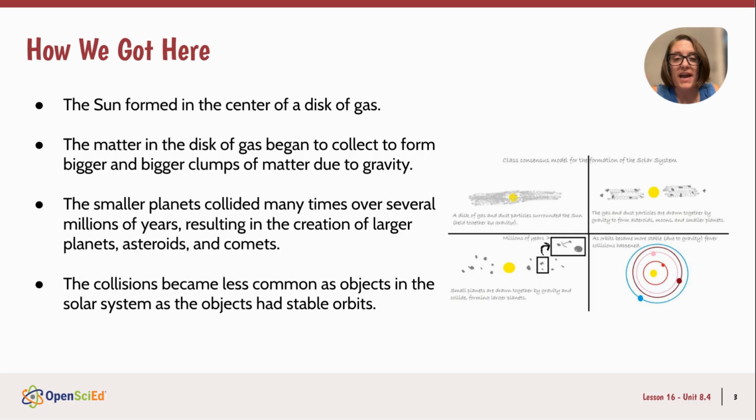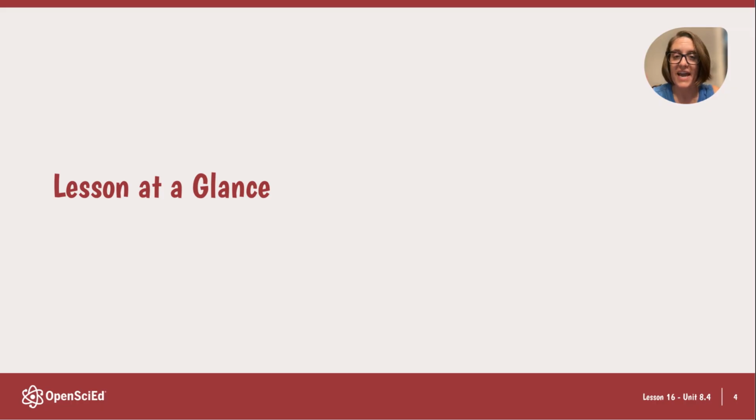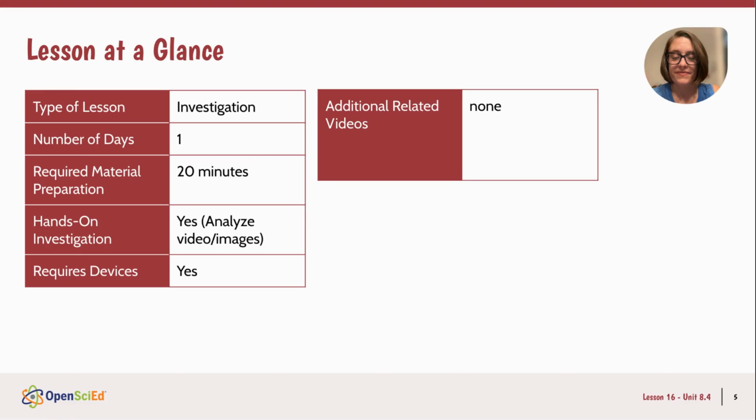Previously, we figured out how our solar system formed, that it went from this disk of gas with the sun in the center, and then through motions and gravity and collisions, these clumps of things started to collide and then come together and then form those larger objects in our solar system. Let's look at lesson 16.